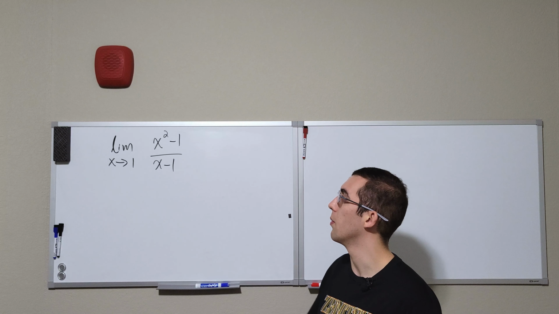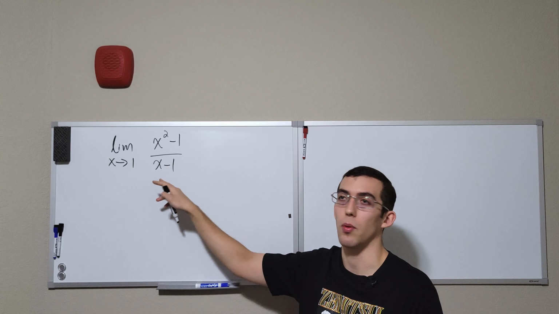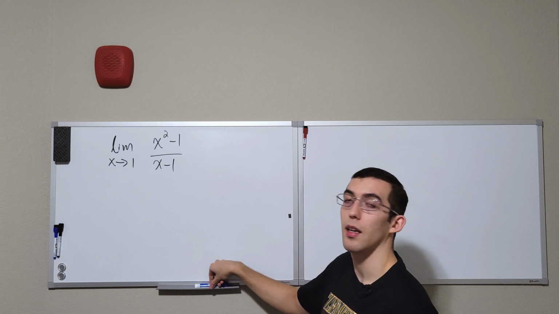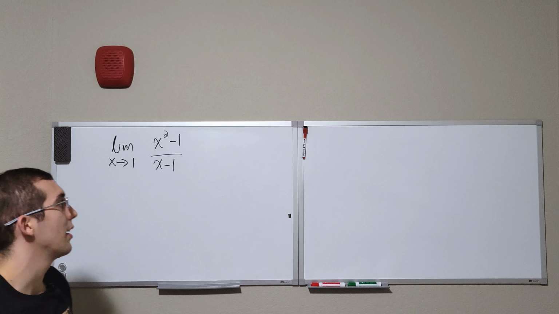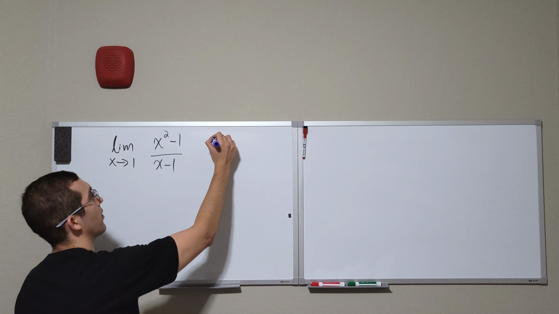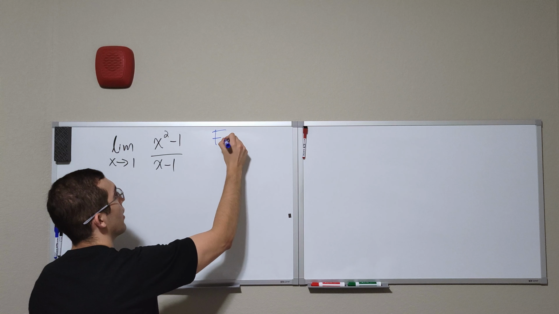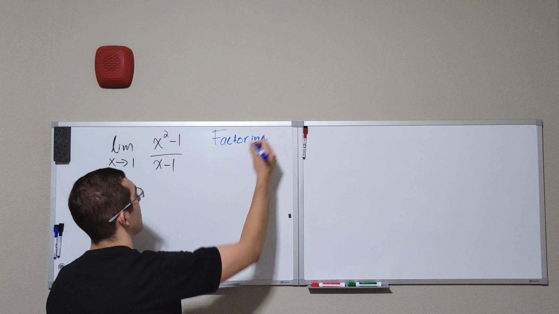So right now we have the limit as x approaches 1 of x squared minus 1 over x minus 1. The number one thing that you want to take into consideration when you're doing these types of problems is that the number one process that you'll be doing is factoring. And that is across the board whenever you're dealing with fractions and limits.